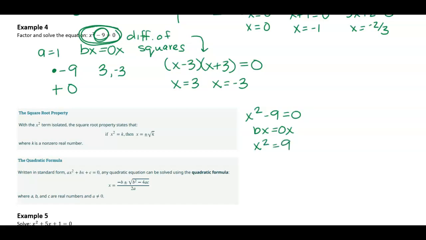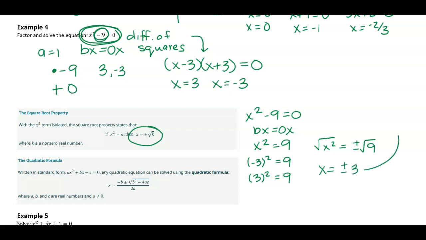One thing that you need to be very careful of, though, is the inverse operation of squaring is a square root, but both negative 3 times negative 3 get you a positive 9, and positive 3 times positive 3 get you a positive 9. So when we take the square root of both sides, you must consider both the positive and negative square root of the right-hand side. And notice that gets you the same answer as up here.